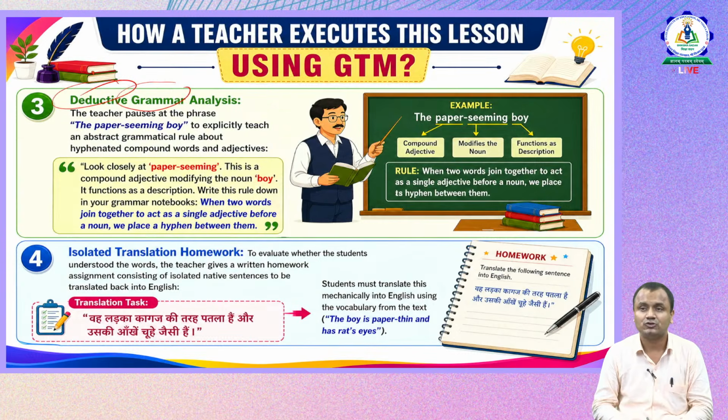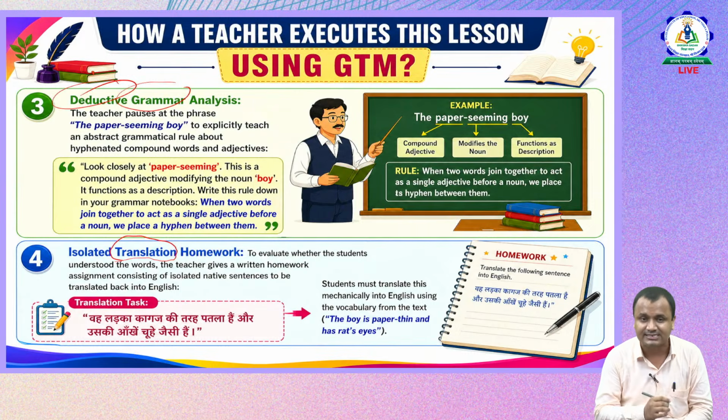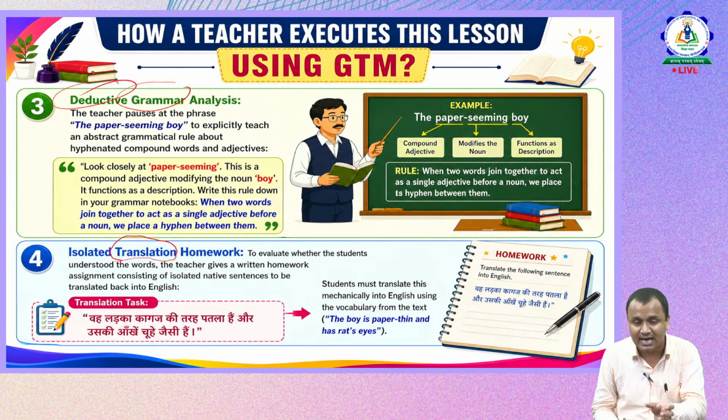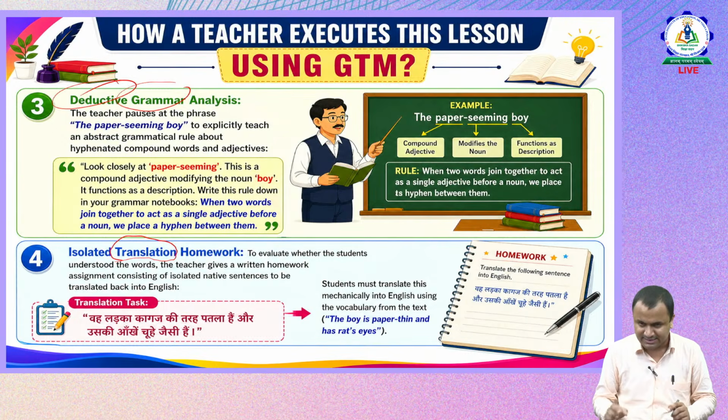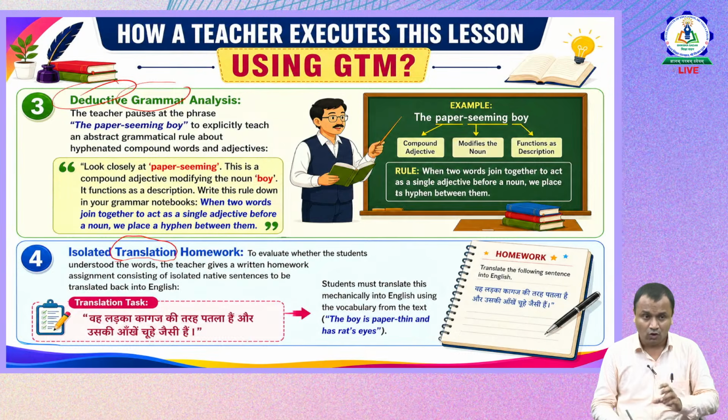And number 4 is how to assess, how to check whether the student is getting to know what we are teaching, what we are delivering. We will give homework that too is dependent on translation, and that too isolated translation homework. When we say isolated translation homework, we are not going to give the homework in a contextualized way. We are going to give pieces of sentences or different sentences from the chapter, from the content, and ask the students to translate those sentences into English or into the mother tongue. Vice versa it can happen. So homework is generally given as translation work because the method is grammar translation method.